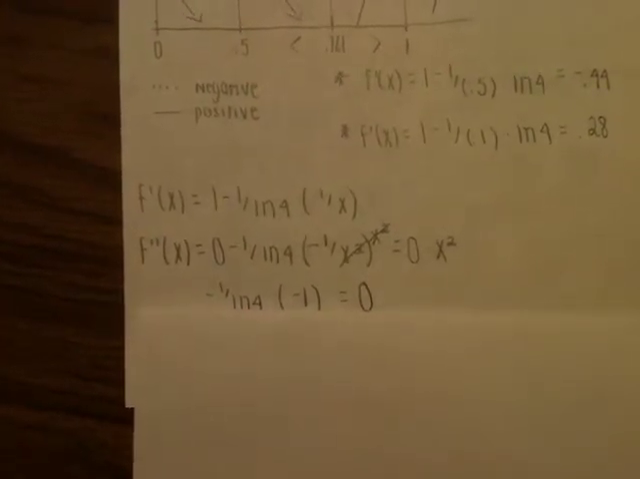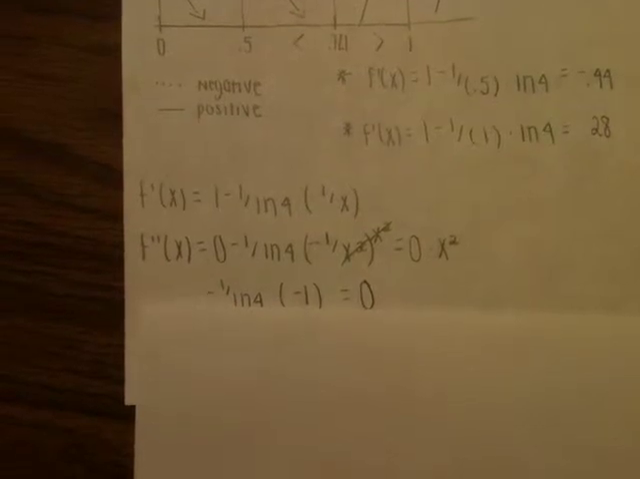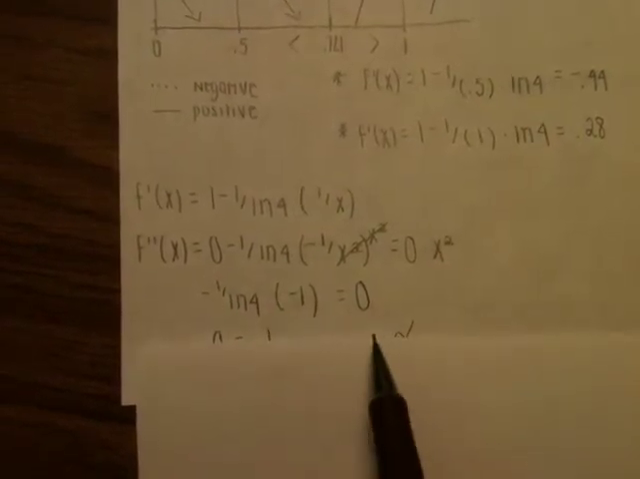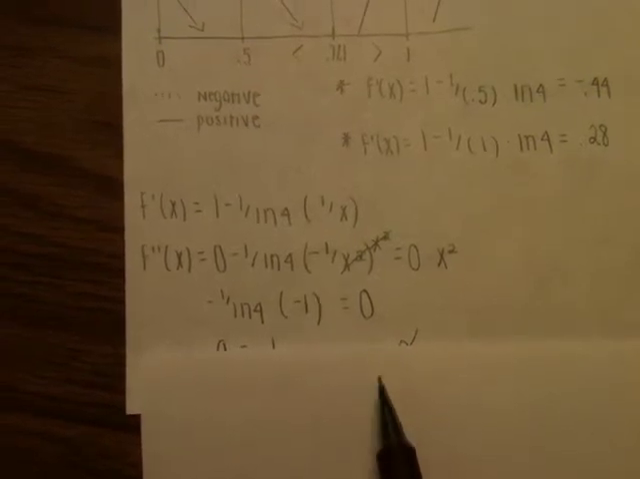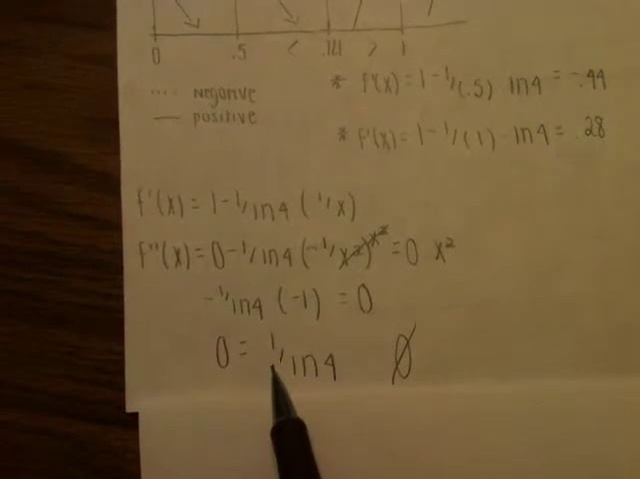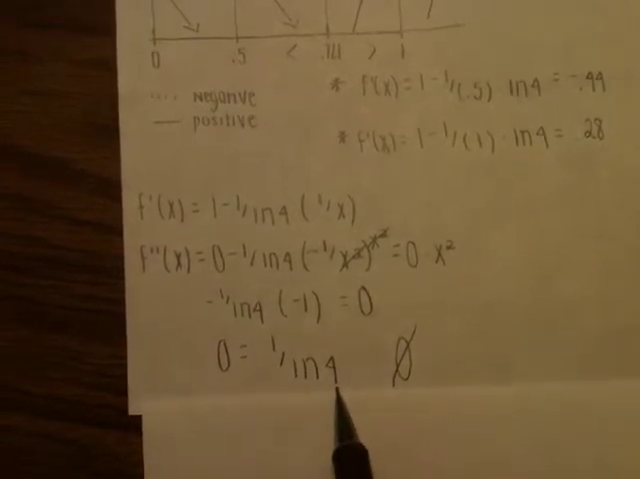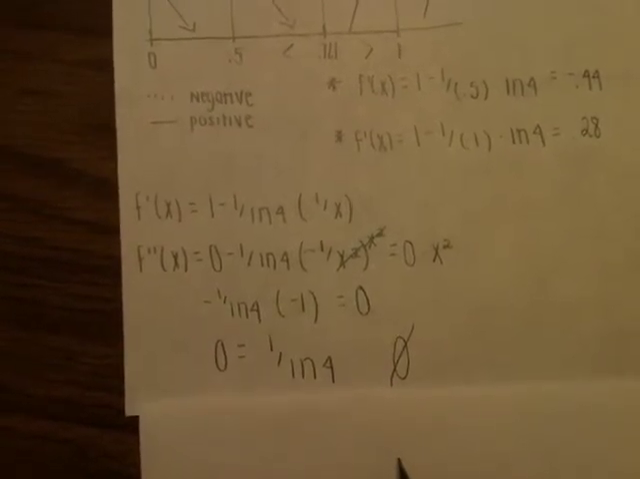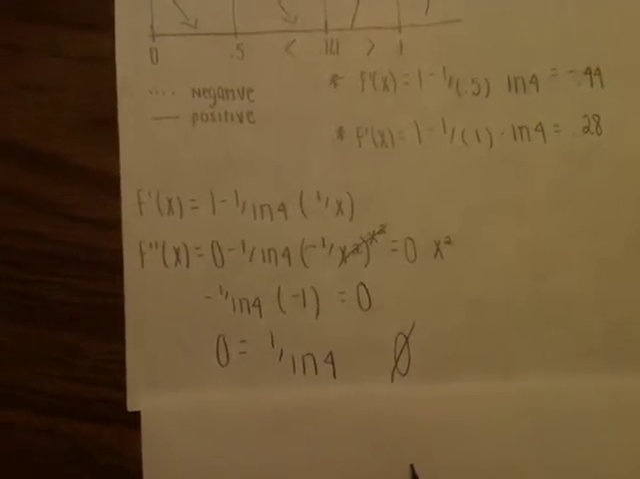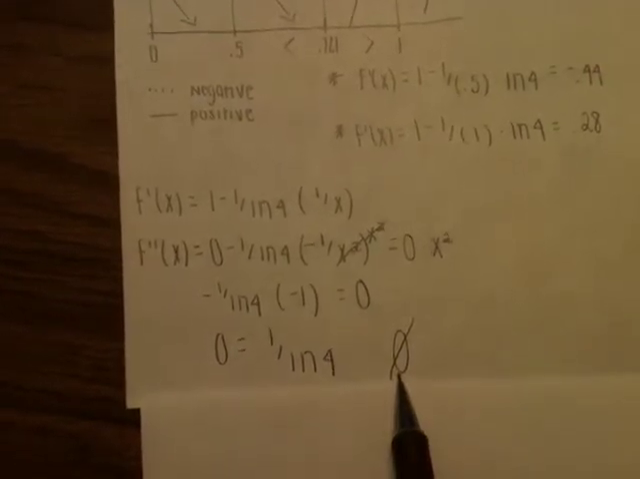To get x by itself, you have to multiply it by both sides. To simplify even more, you will get negative 1 divided by the natural log of 4 times negative 1 equals 0. The final simplification is 0 equals 1 divided by the natural log of 4. This can't determine the point of inflection because there is no variable, which leaves it at empty set.